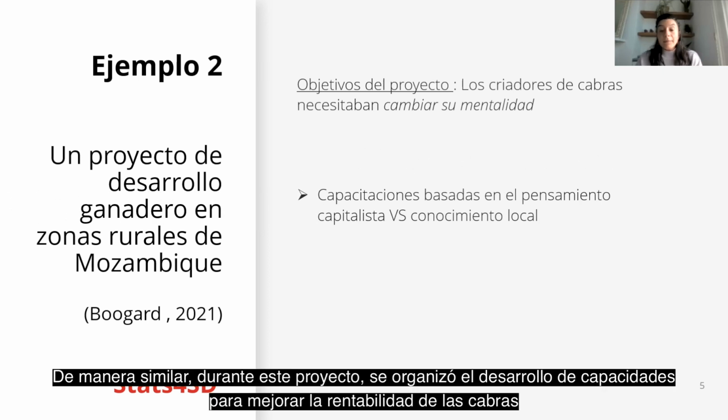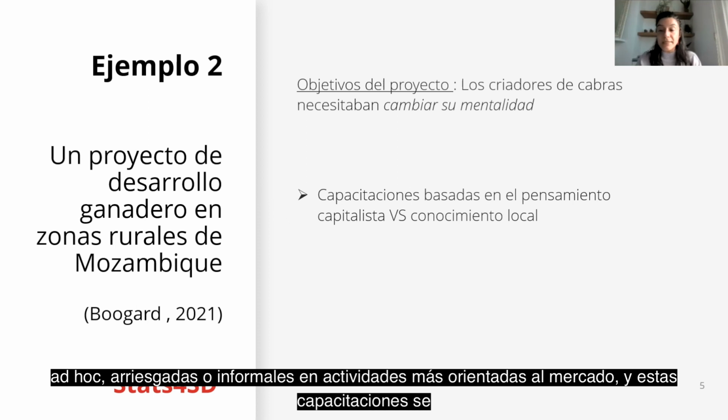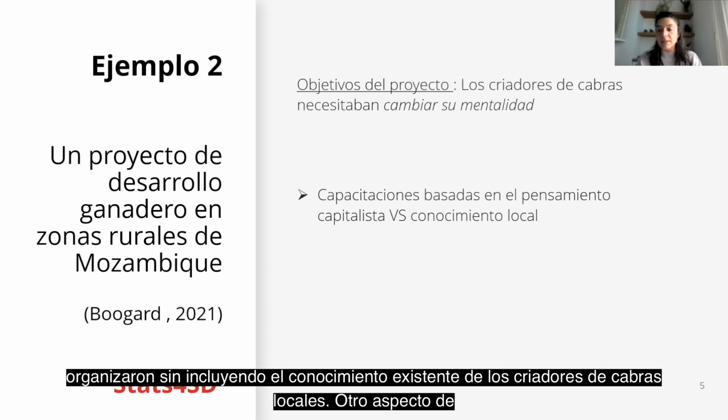Similarly, during this project, capacity building on improving the profitability of goats was organized with the aim of changing local practices, which were labeled as being ad hoc or risky or informal, into more market-led activities, and these trainings were organized without including the existing knowledge of local goat keepers.